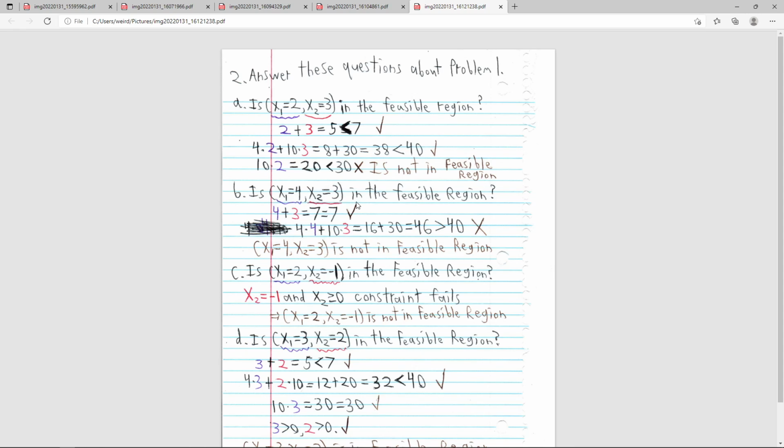Is x1 equals 4, x2 equals 3 in the feasible region? Well, we have 7 acres, so that's less than or equal to 7. It's equal to 7, so that works. 4 times 4 plus 10 times 3 is equal to 46, which is greater than 40, so that does not work. That's not in the feasible region. Is x1 equals 2, x2 equals negative 1 in the feasible region? No, this is not either. Because x2 equals negative 1 and x2 has to be greater than or equal to 0, so the constraint fails, so it's not in the feasible region.